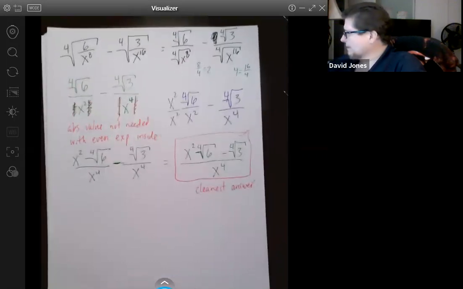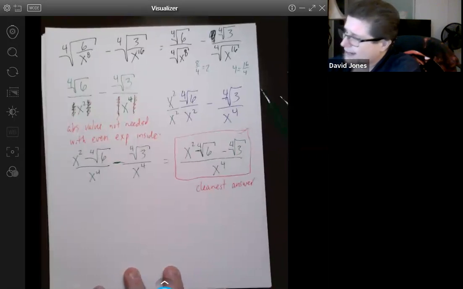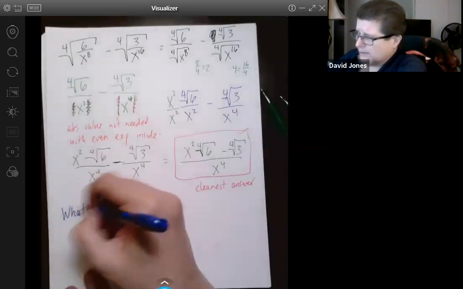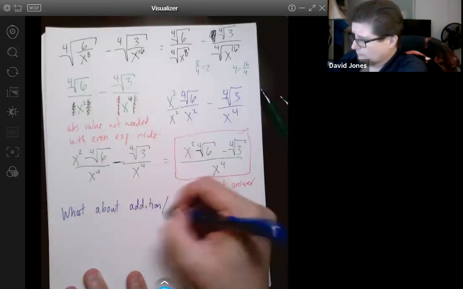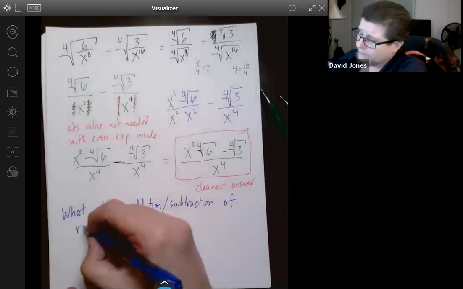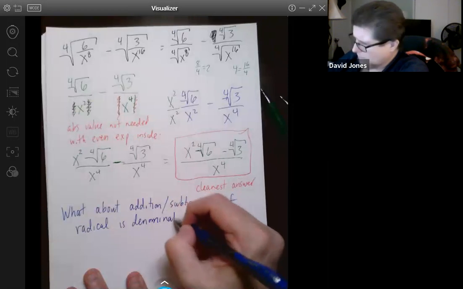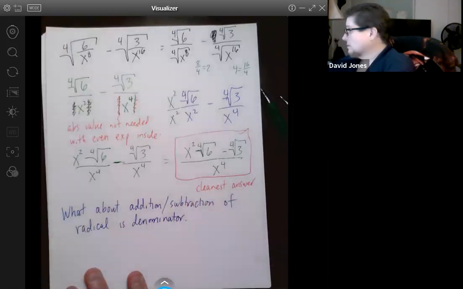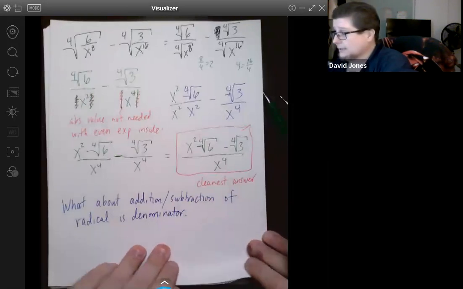Now, the only other one that we really have that we want to work with is, well, what about when there's adding or subtracting in the denominator? What about addition, subtraction of radicals in the denominator? I'm going to give you an example, show you how to do it, and then I want you to do one, and then we'll call it a day, all right?